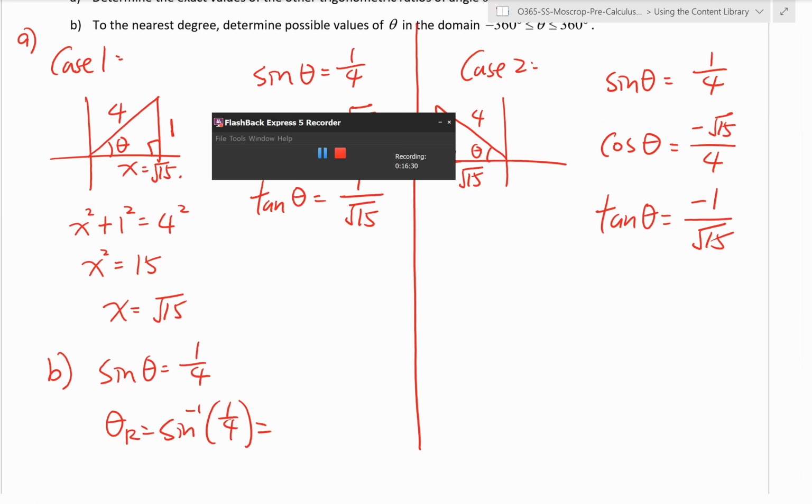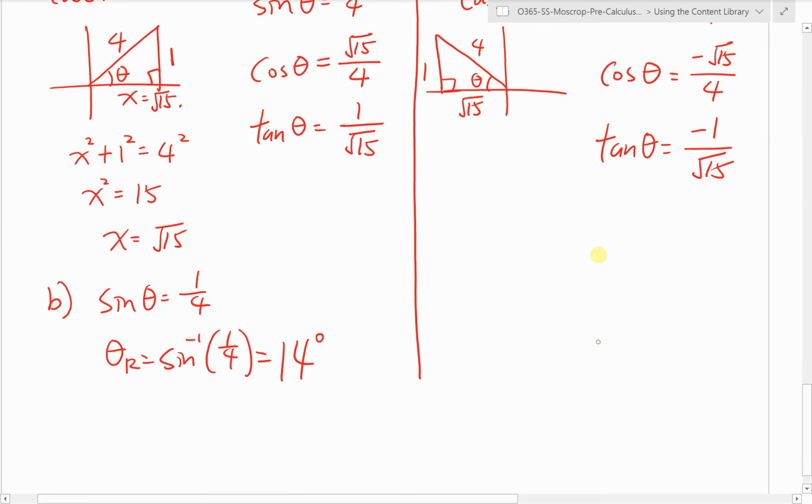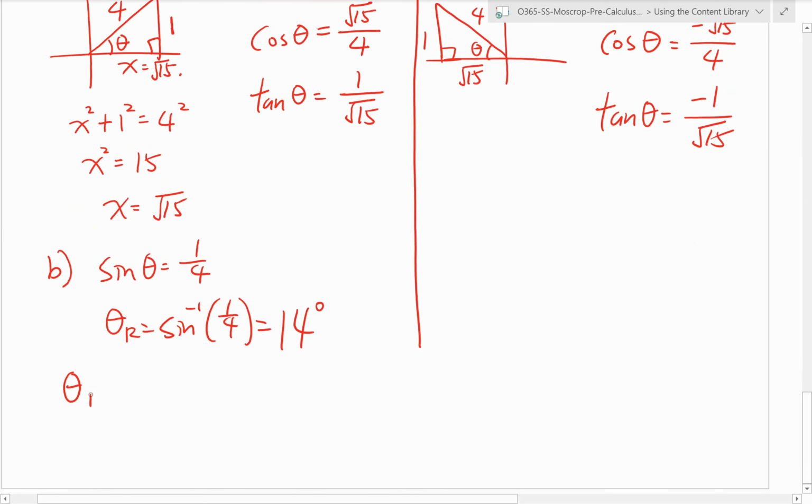I mean, it's not really 14.5, it's 14.47. So if I round to the nearest degree, it's actually 14 degrees. That's the reference angle, and because we're in quadrant 1, the reference angle is actually the angle itself. So that's our theta 1. If I draw the diagram, it looks like this. Here is 14 degrees, so here's my theta 1 being 14 degrees.